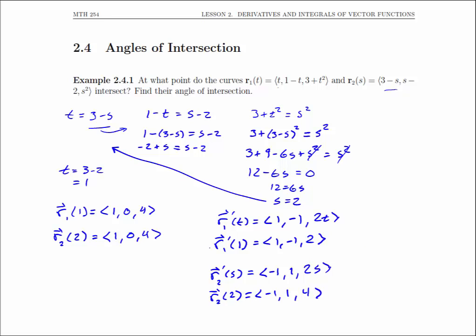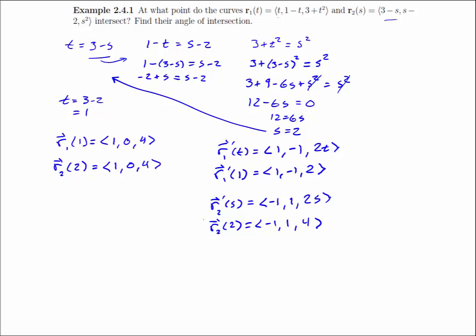So the direction of the first space curve at 1, 0, 4 is 1, -1, 2. The direction of our second space curve at s is 2 is -1, 1, 4. So they're going different directions at the same point. I'm going to pull up that graph real quick. I want to try and show you guys visually what all we've found so far.